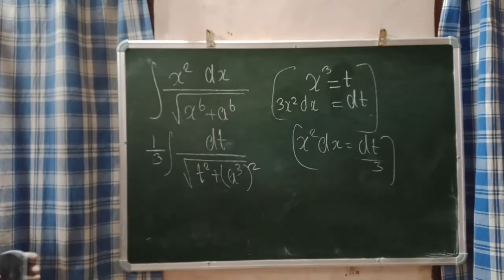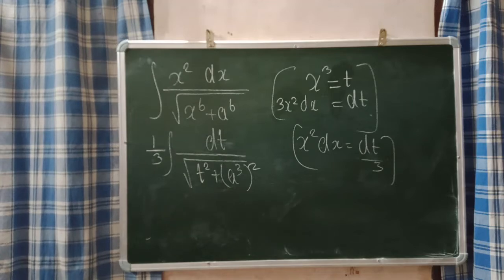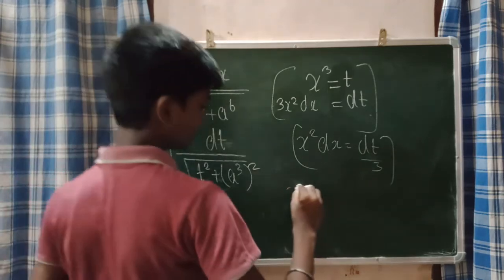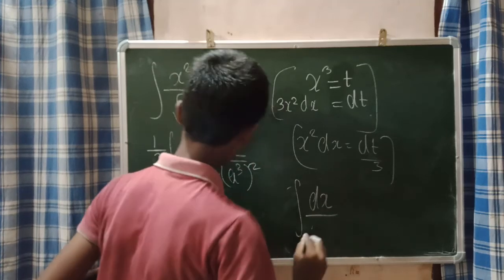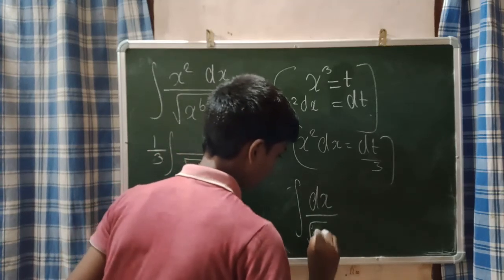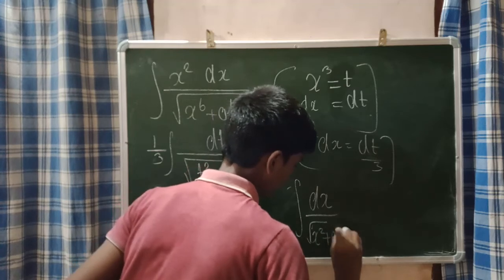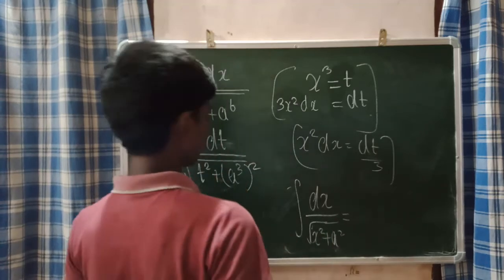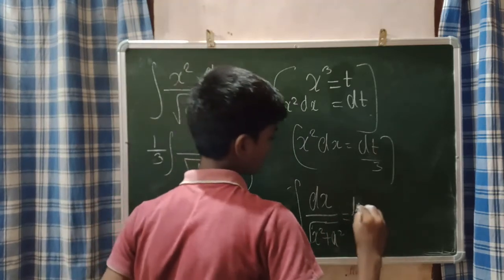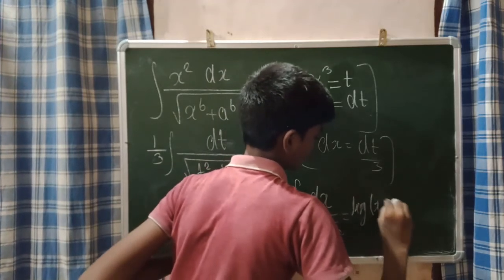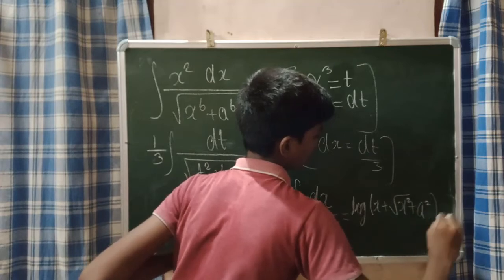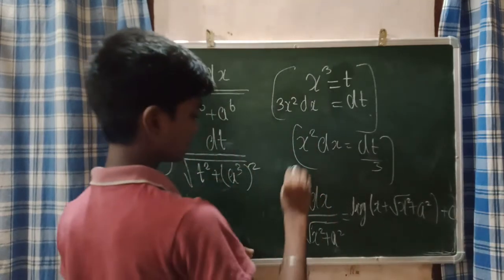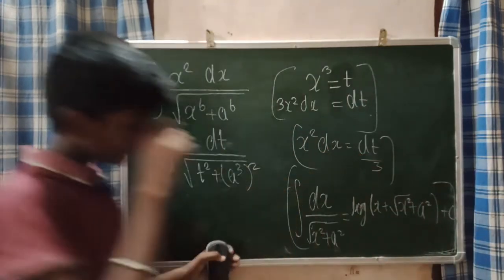Now after this it's going to be very simple, guys. What I'm going to use is a standard integration: integral of dx by root of x square plus a square is equal to log of x plus root of x square plus a square plus some constant.